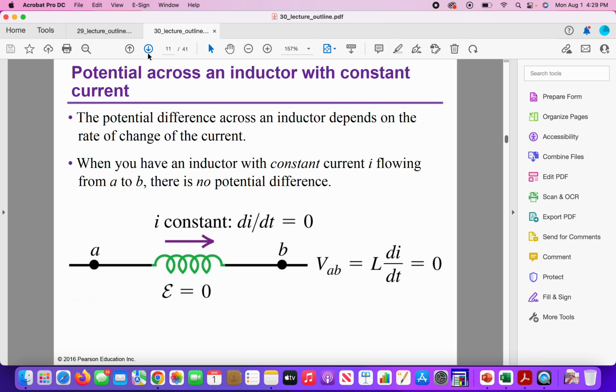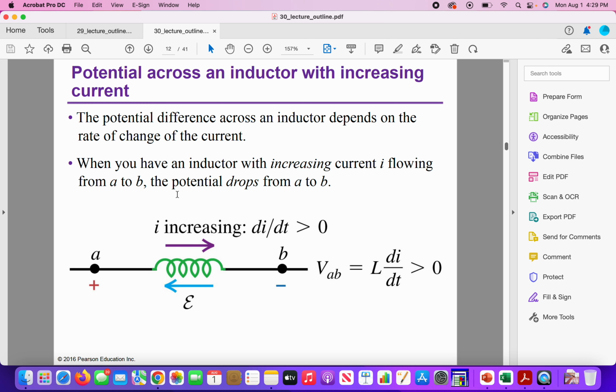Now, if we have the same situation, but we have a constant current with an inductor, we will not have any potential difference because VAB equals L di over dt, and if di over dt is 0, then the potential difference is 0 as well.